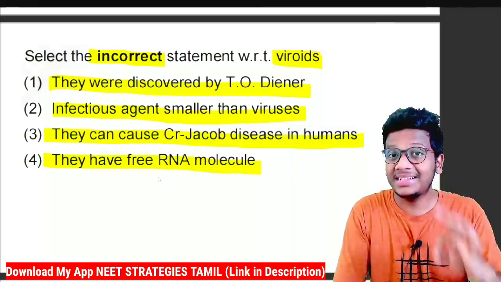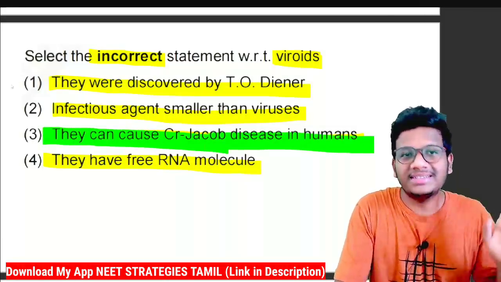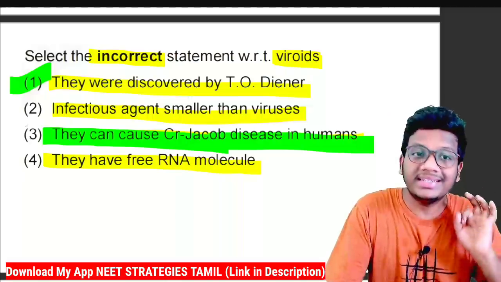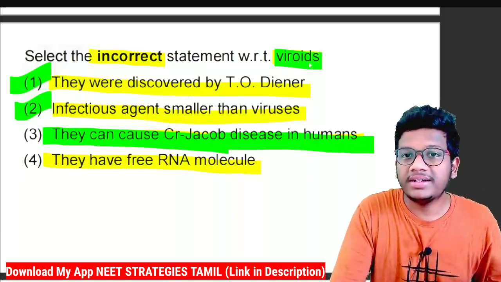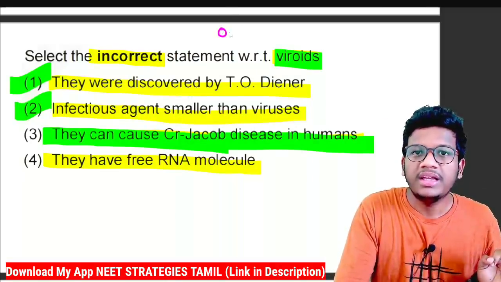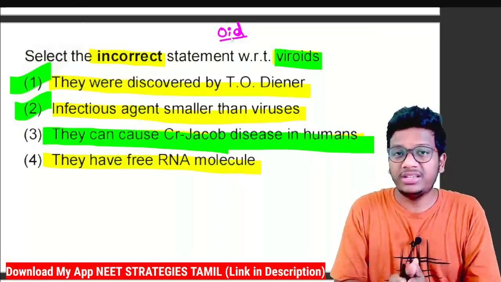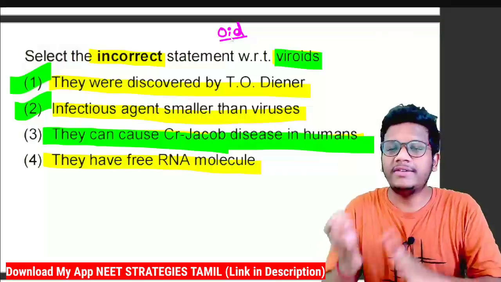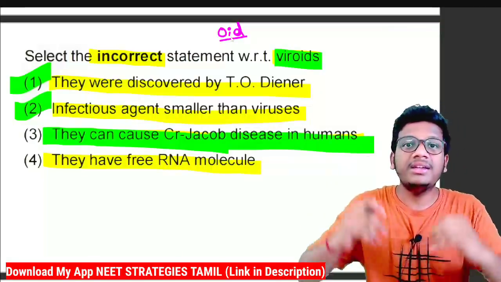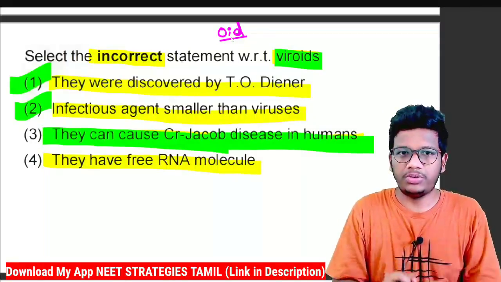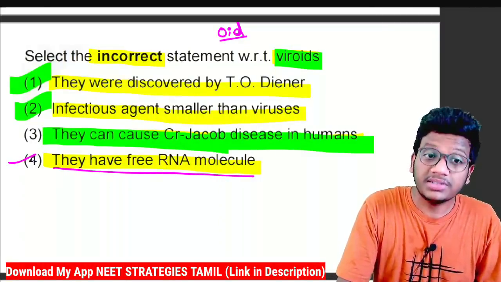The correct answer is option 3 guys, because I will tell you it is discovered by T.O. Diener is a correct statement. It is an infectious agent smaller than viruses. So viroids ends with OID, remember. Any term which is completing with OID, like viroid, it means virus like. Smaller than a virus, it is more infectious. Okay. And last one is they have free RNA molecules, the genetic material. That is also a correct statement.